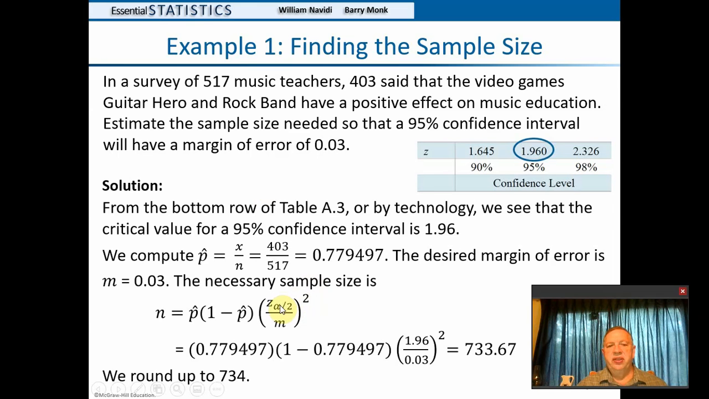So I get everything. Z alpha over 2 at 95% confidence, I still do the 1.96. The 0.03 is our margin of error, there's our m. But here the 0.779 is from the 403 out of the 517. So I have that information, and I use that to get a sample size rounded up to 734.